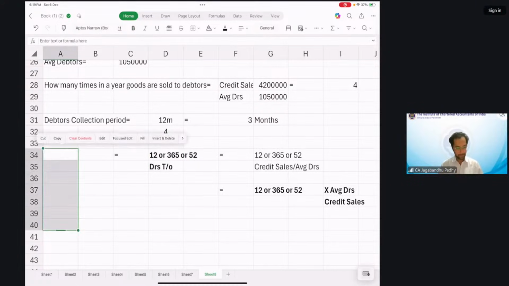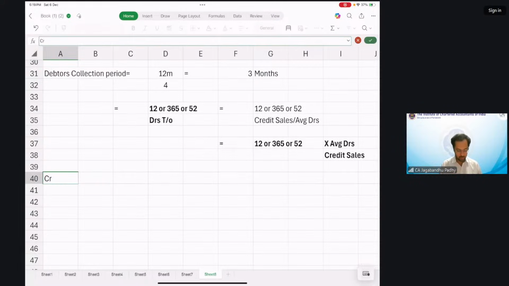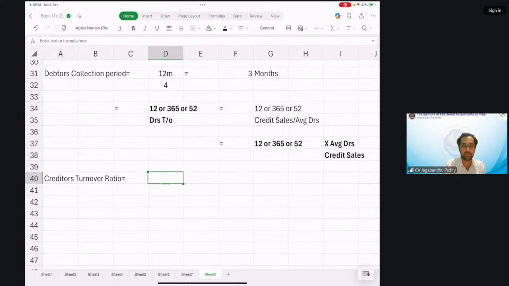Now, same line. I'm not just going to now work around with numbers, but I'll ask you simply, can you give me the formula for creditors turnover? What's the creditors turnover ratio? Tell me. What's the creditors turnover ratio?